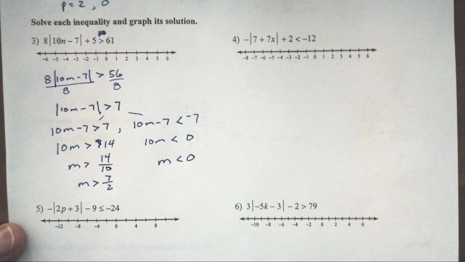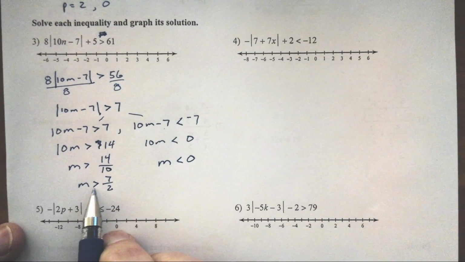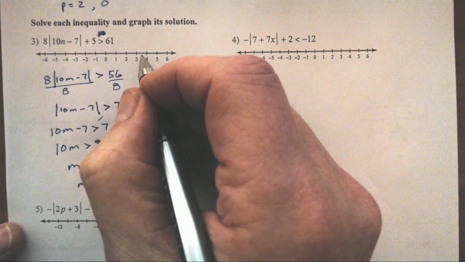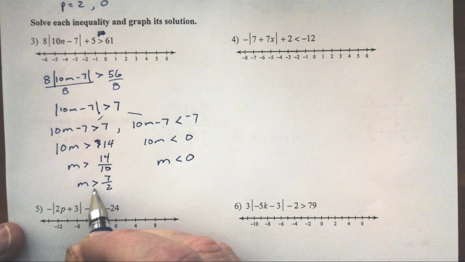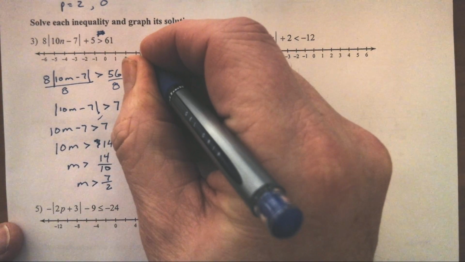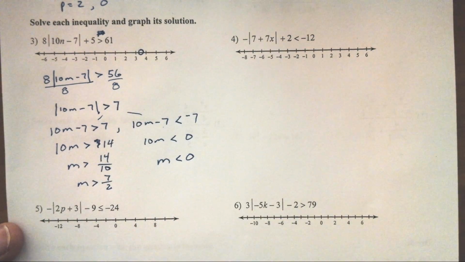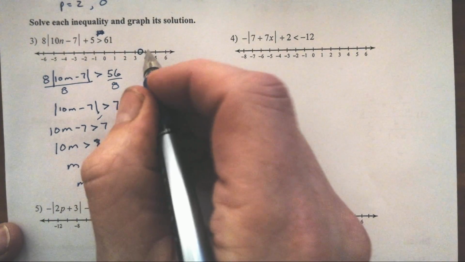Let's take a look at that on our number line. 7 halves is 3.5. Since m can't be 3.5, I build a force field around it. An open circle means I can't really touch 3.5, but I can be bigger than it.